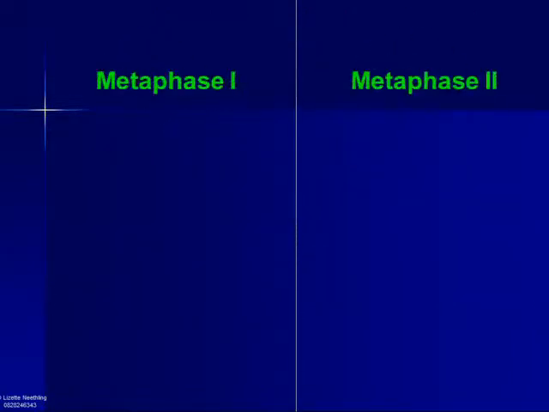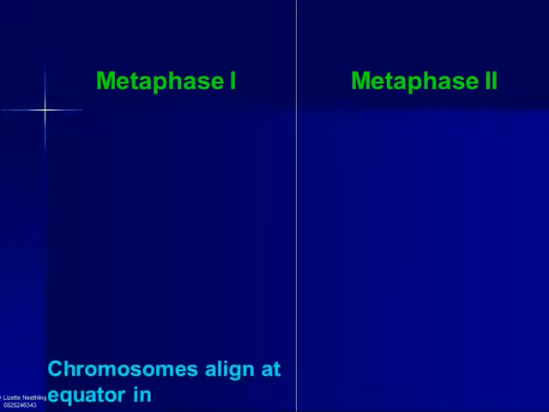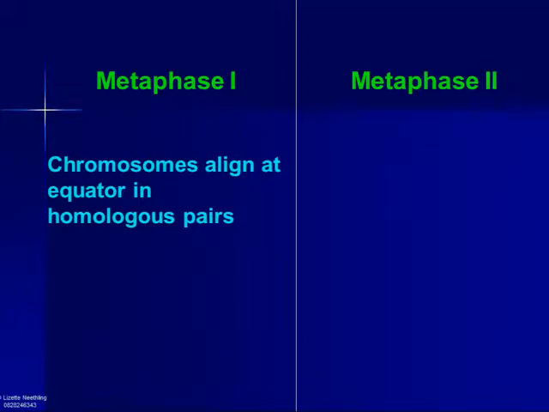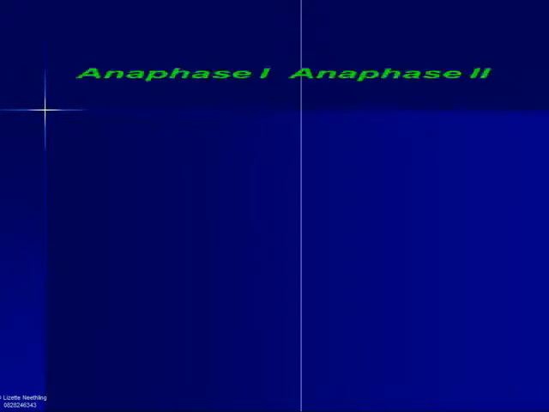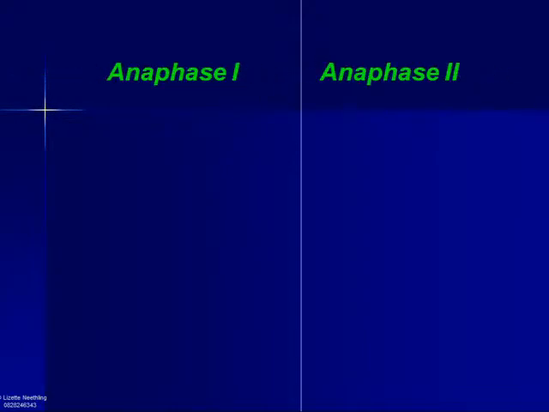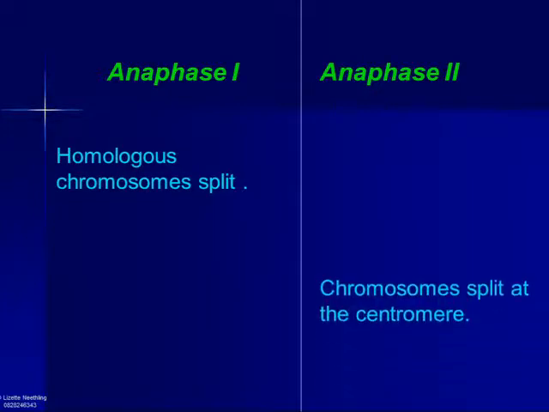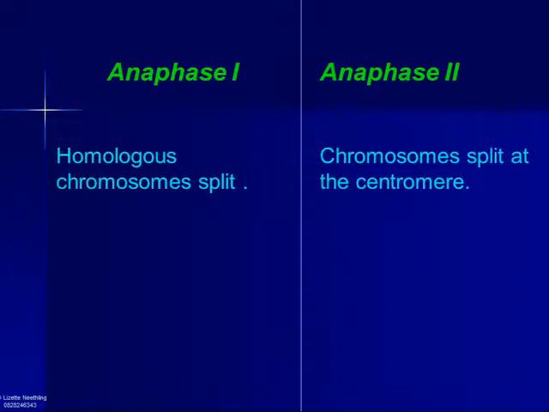Then I go to metaphase, and remember metaphase is when the chromosomes go onto the equatorial plane. So they align there, and because we have pairs, it is a pair that aligns. And in metaphase 2, it's single chromosomes that align with the centromeres on the equatorial plane. In anaphase, we have pairs that separate. In anaphase 1 and anaphase 2, we have chromosomes that split at the centromere and the chromatids move to opposite poles.